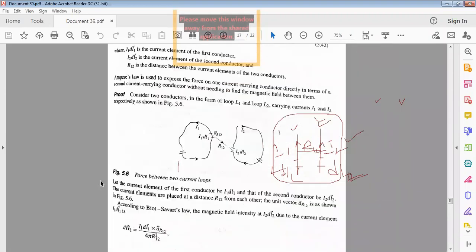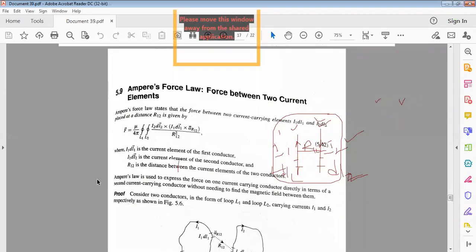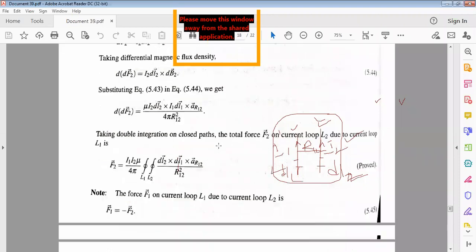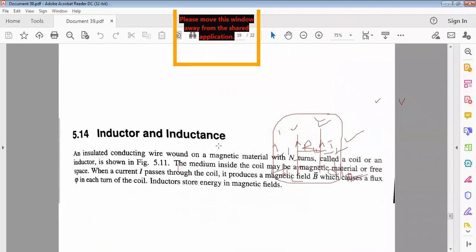That is Ampere's force law. Remember this relation, because Ampere's force law is always asked in short answer questions. We can directly write this expression, with no need for all this derivation. The derivation is also very simple, but we have to practice it once.